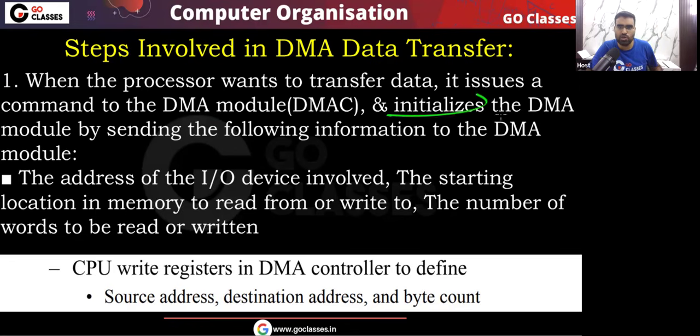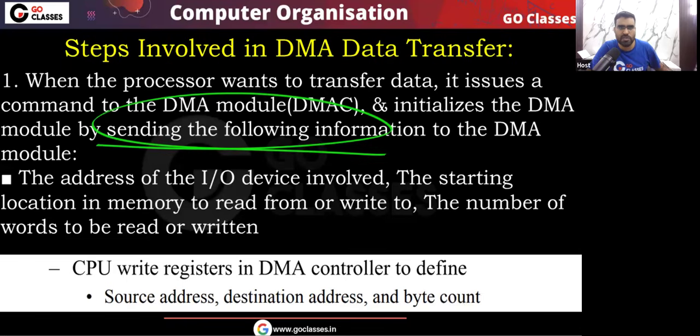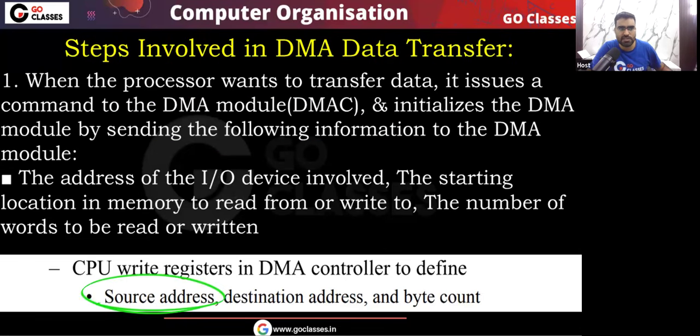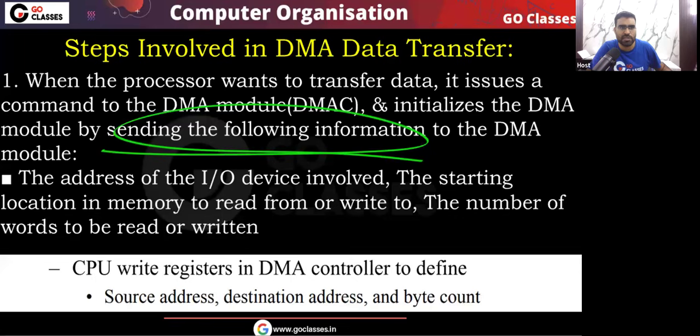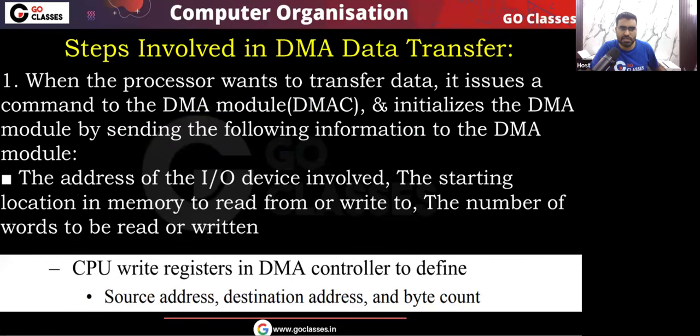And remember, the CPU will also initialize the DMA module by sending the information about the source address, destination address, and byte count. So you can easily see that this processor will issue a command to the DMA controller, and it will initialize the DMA module by sending the following information. What is the information? The CPU will send the address of the IO device, the address of main memory, and how much data we need to transfer, meaning the number of bytes or words. Okay, so you can see the CPU will write this information in the DMA registers: the source address, destination address, and byte count.